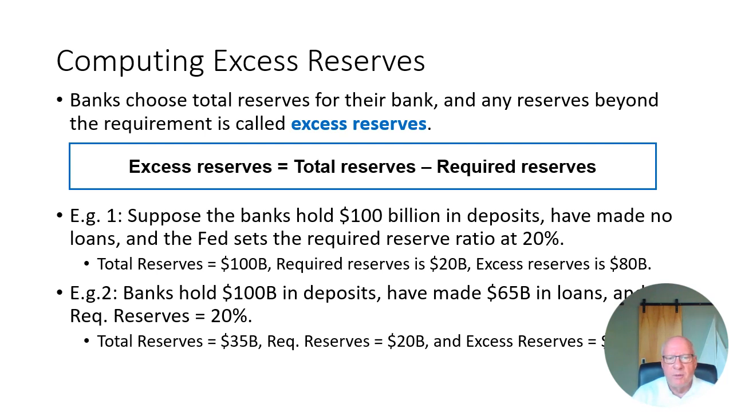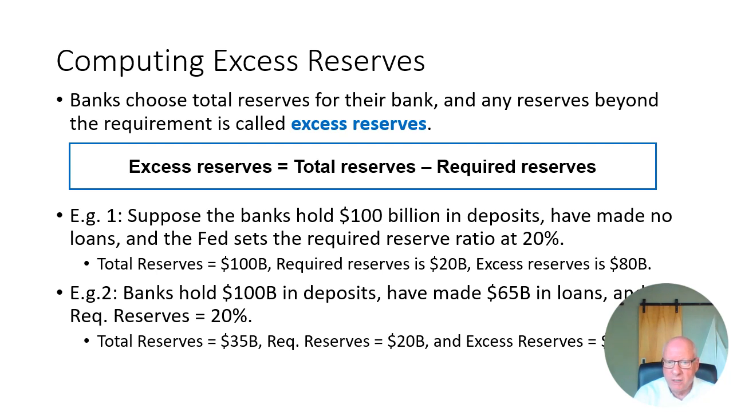Let's do a different example. Let's assume the bank holds 100 billion in deposits, but it's been in business for a few years and has made $65 billion in loans. That means it still has $35 billion sitting in the vault that's never been lent out. So let's take a look at the reserve requirement, still 20%. Is it 20% of the 100 billion in deposits, or is it 20% of the cash sitting in the vault? Well, it's of the original deposits, so it's 20% of 100 billion. So they're required to keep 20 billion out of the 100 billion that were originally deposited.